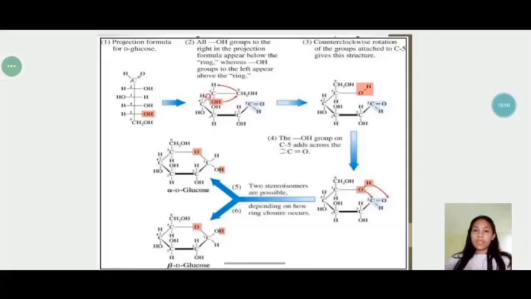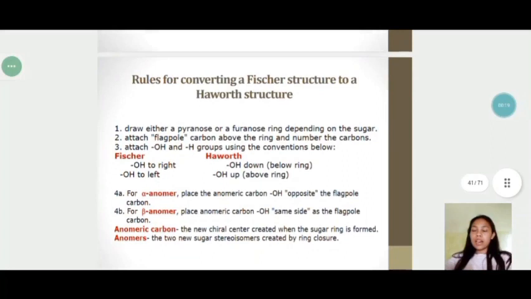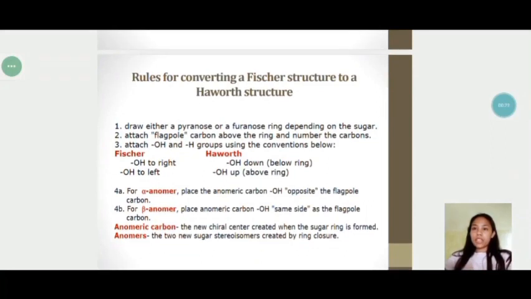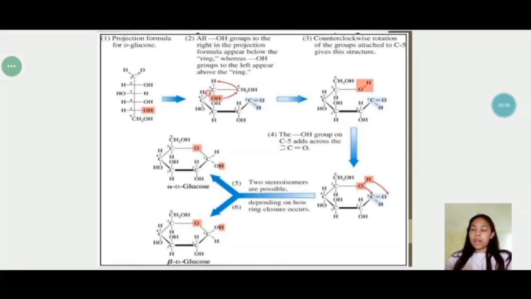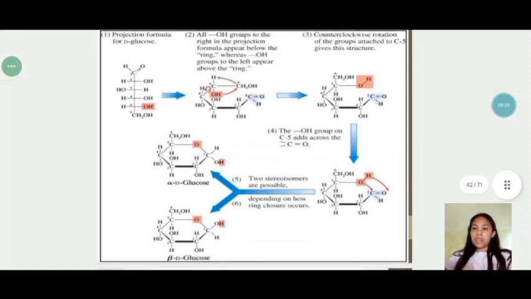Thank you. So, good day, ma'am. I am Rosjeline Acebes, and I am the next reporter. So, this is the continuation of the part discussed by Mr. Estaniel. So, he discussed earlier the rules for converting a Fischer structure to a Haworth structure. And now, let's try this projection formula for D-glucose. We will convert this into a Haworth projection. So, projection formula for D-glucose.